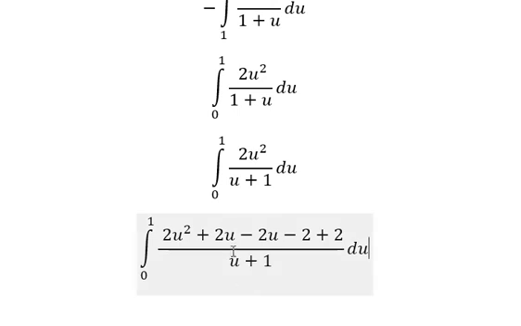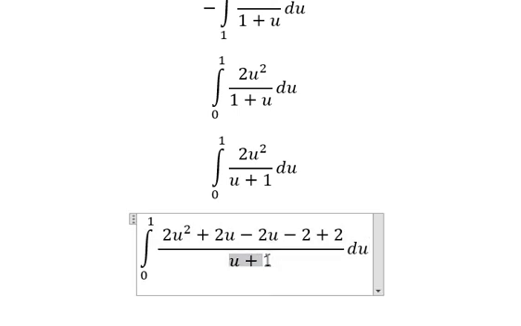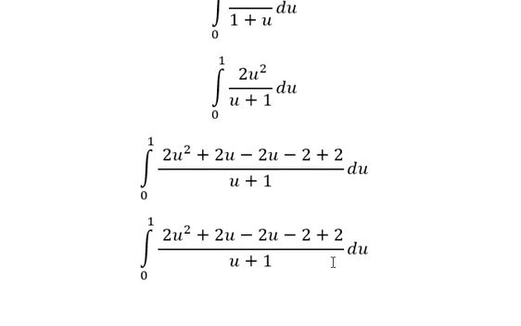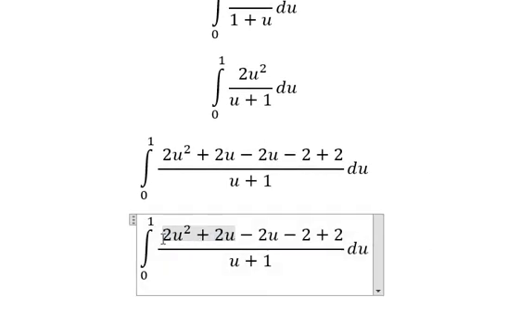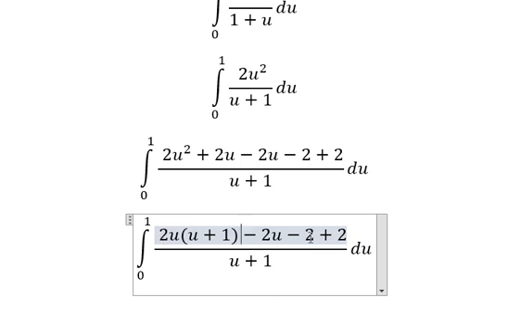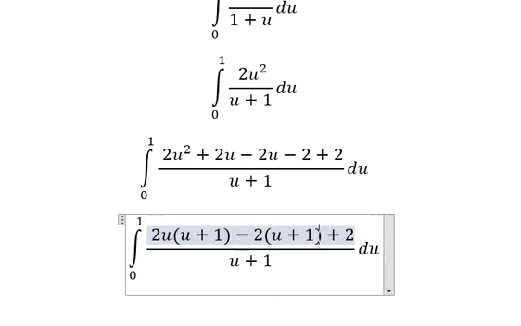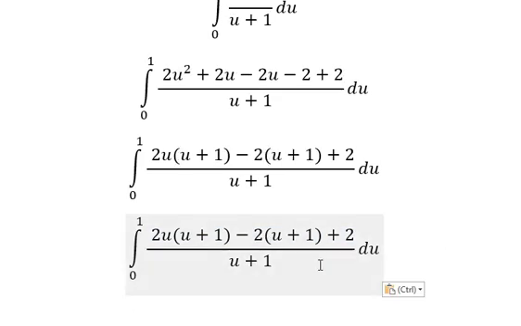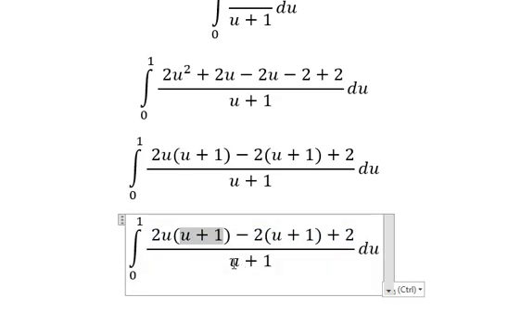Because I want to create the factor to divide by u plus 1. This one, we have 2u multiplied by u plus 1. This one, I will put negative number 2. So this one divided by this one divided by this one.